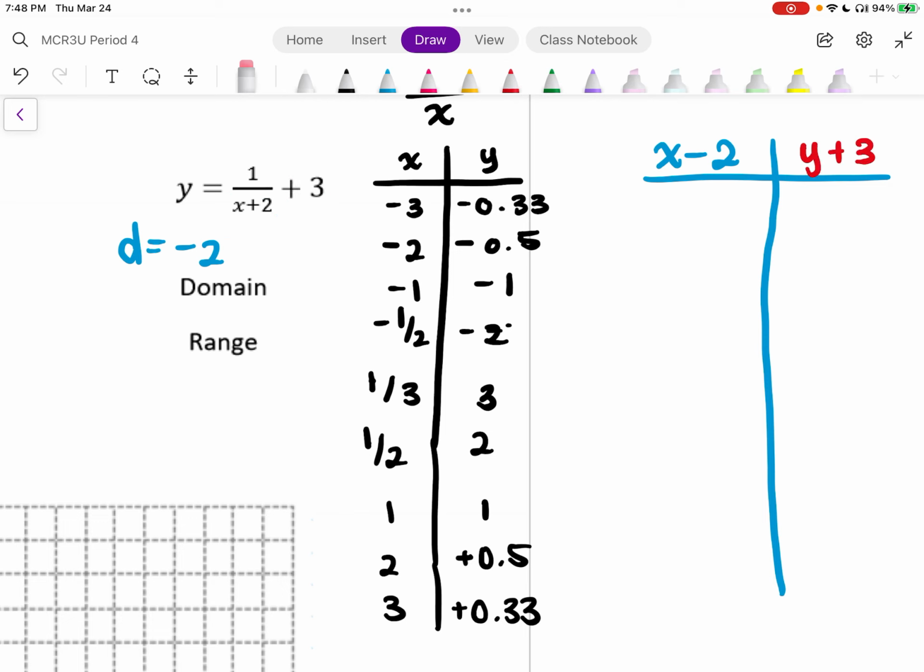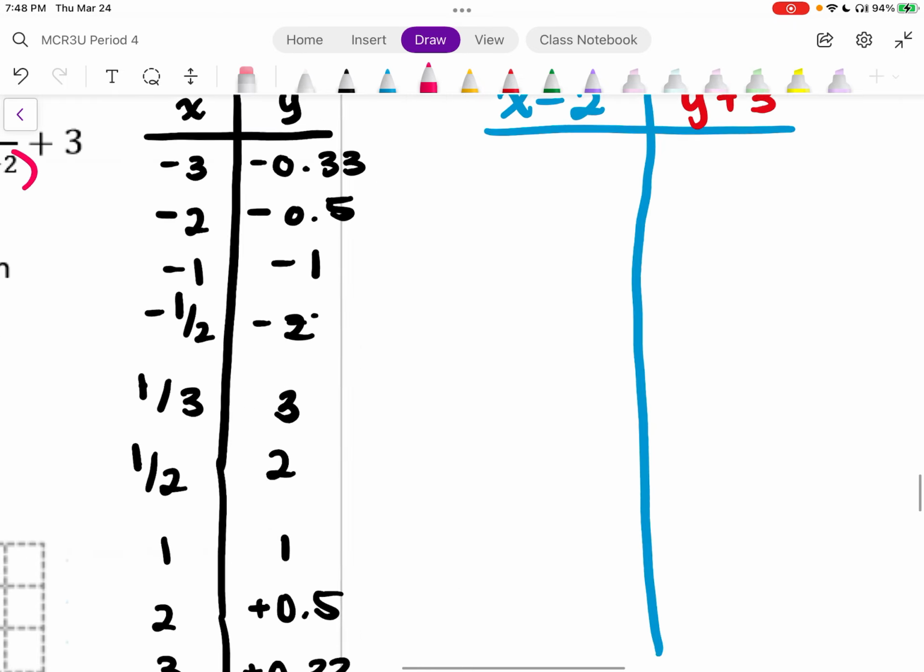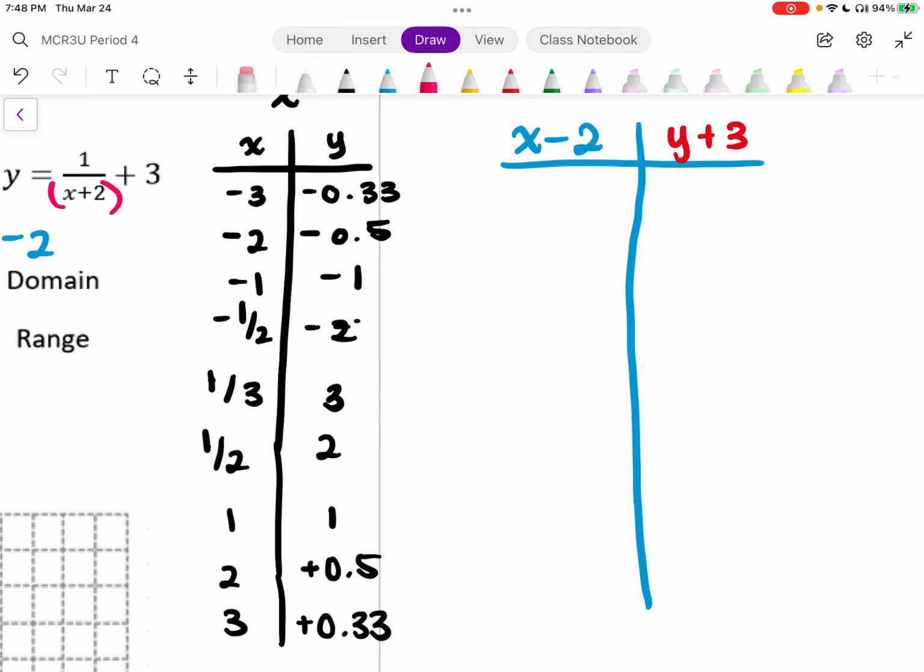Just make sure, because this is technically its own little bracket, that it's going to be inside the bracket, so that has to deal with x. So then I'm just going to do the math. What's negative 3 minus 2? Negative 3 minus 2 is negative 5. What's negative 2 minus 2? Negative 4. Negative 1 minus 2 is going to be negative 3. Negative 1 half minus 2 is going to give me negative 2.5.